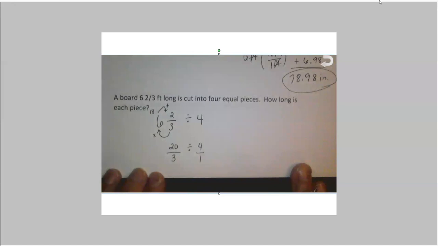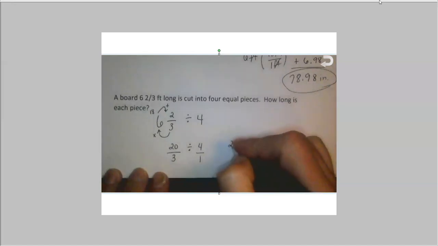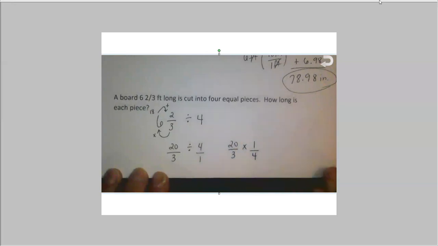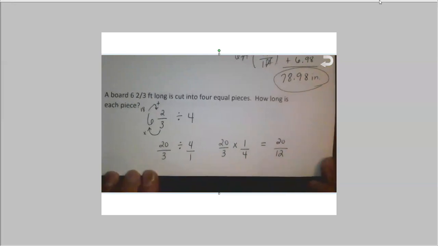When we divide with fractions, we're going to leave, change, flip. Okay? Leave, change, flip. We multiply the top numbers together, that would be 20. Multiply the bottom numbers together, that would be 12. Okay? Change, flip.